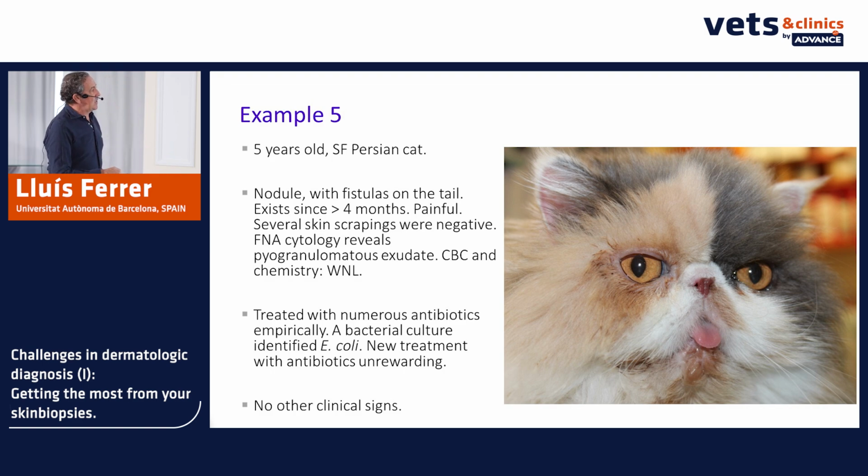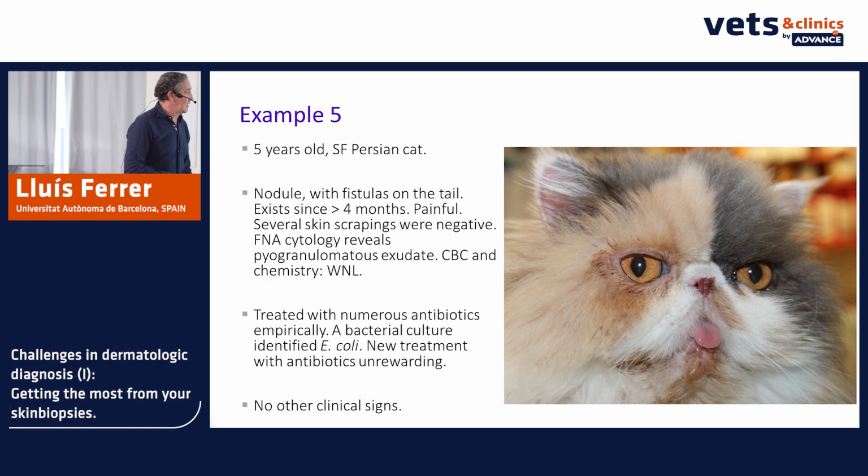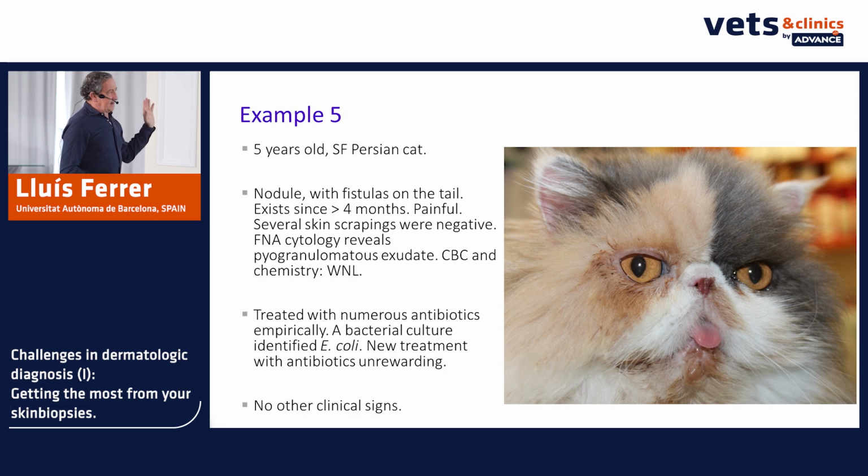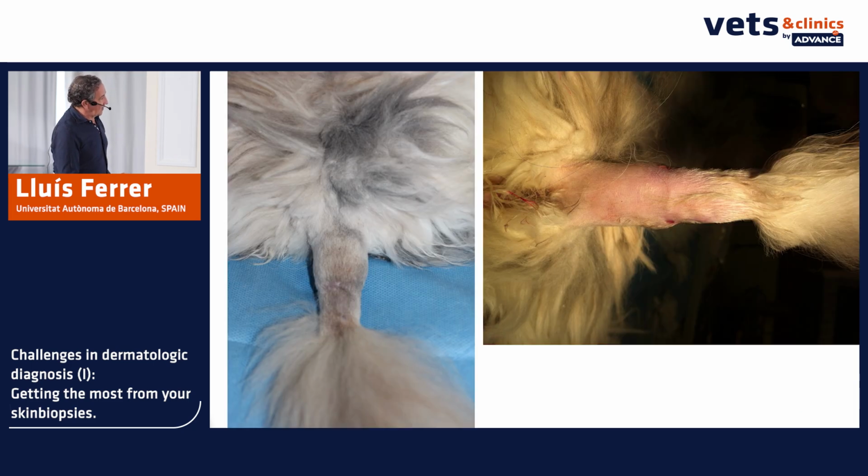They did skin scraping. The referring vet did cytology of the nodule and detected a pyogranulomatous exudate. Biochemistry, blood work, everything was within normal limits. It was treated with different antibiotics empirically. They took samples for bacterial culture and they identified Escherichia coli, that probably was a contaminant. The tail of the cat, imagine, is easily contaminated with Escherichia coli and other enterobacteria. They tried anyway another treatment that was unrewarding, and the cat was sent to us for examination.